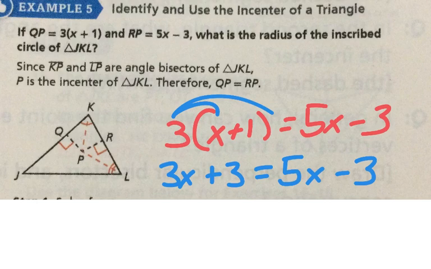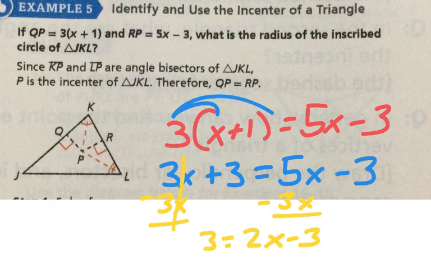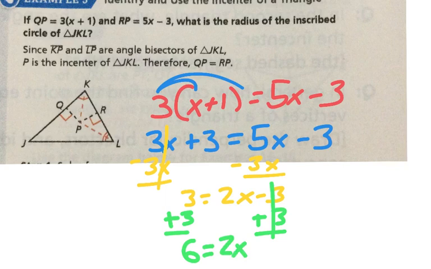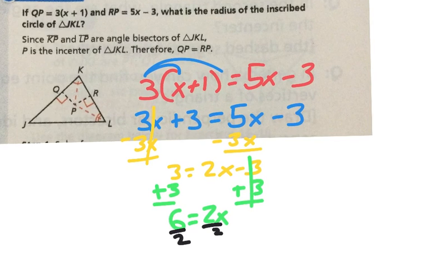Okay? Now when I solve this, let's get my x's on the same side. So I would subtract 3x. That tells me 3 equals 2x minus 3. I would then add 3 to both sides. That tells me 6 is equal to 2x. And then divide by 2 on both sides, which tells me that x is equal to 3.